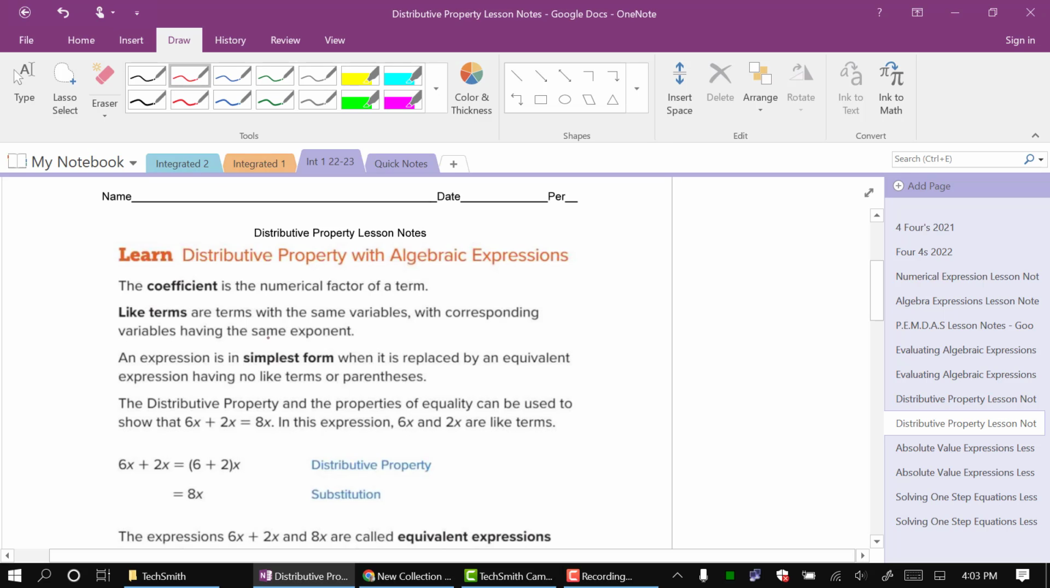So the coefficient is the numerical factor of a term. So if I have 5xy, this number right here is known as the coefficient.